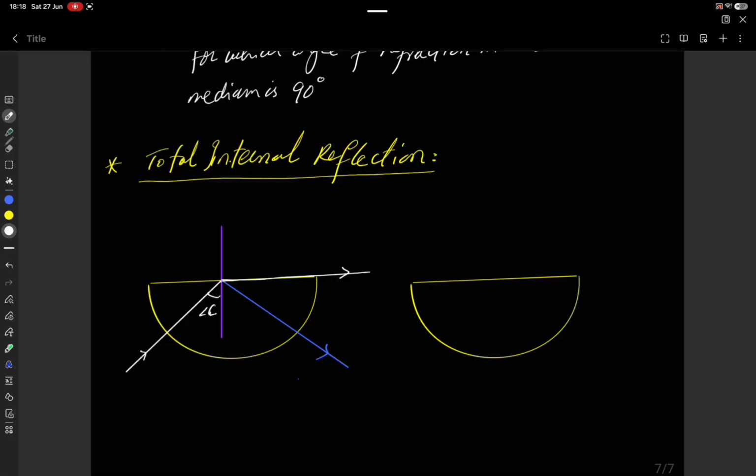Now if we further increase the angle of incidence so that it is greater than the critical angle, what will happen? Now total internal reflection occurs. This is the 90, this is the 90. So all the light ray is reflected back into the same denser medium.